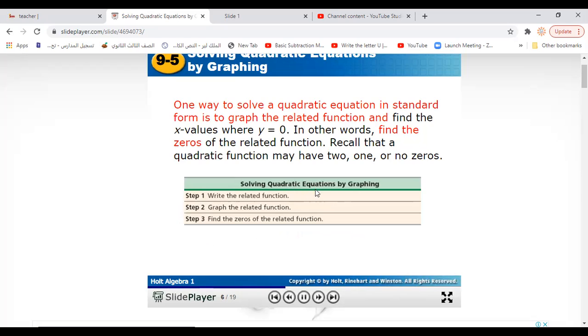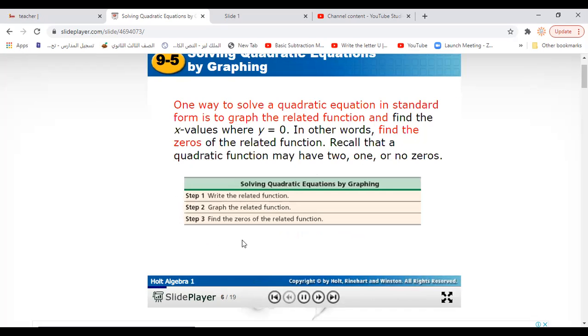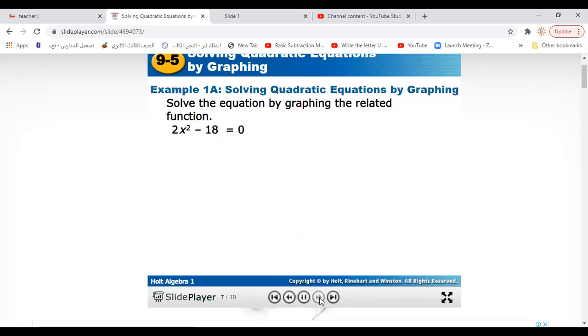So solving quadratic equations by graphing, first step we have to write the related function. Number 2, we will graph the related function, and then find the zeros of the related function. We will see now how.